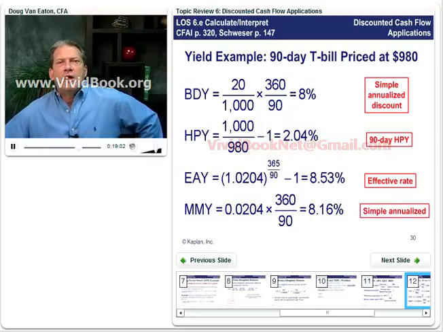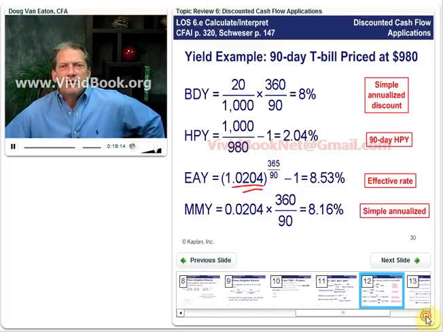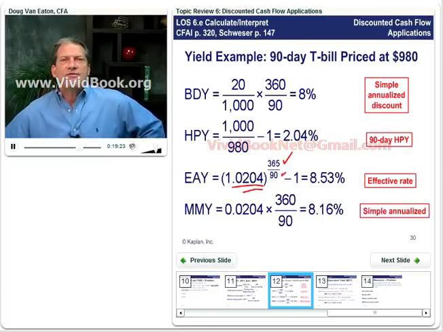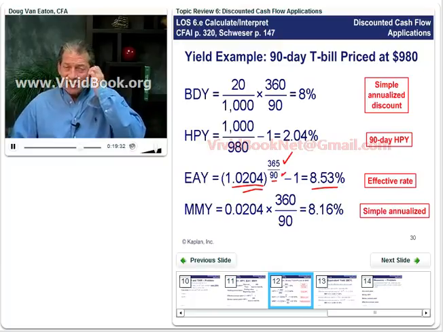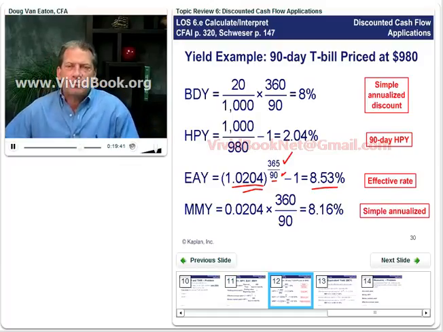2 more of these to go. The equivalent annual yield or effective annual yield. Take that 1 plus that holding period yield, 2.04%. Compound it out for just over 4 periods, 365-day actual year, over 90 days, the maturity of the treasury bill. So our holding period yield is for 90 days, minus 1. And we see our effective annual yield, and that's really telling us if we were to reinvest at that rate just over 4 times, we'd earn 8.53%, based on a 365-day year.